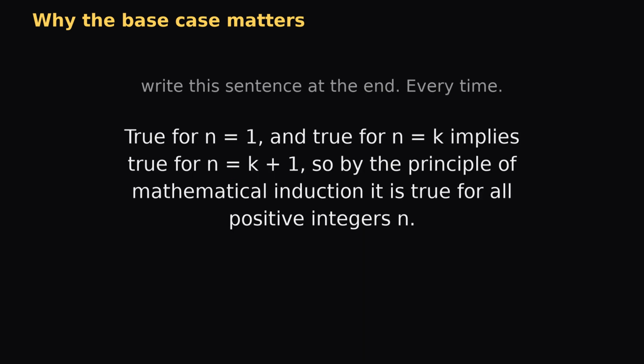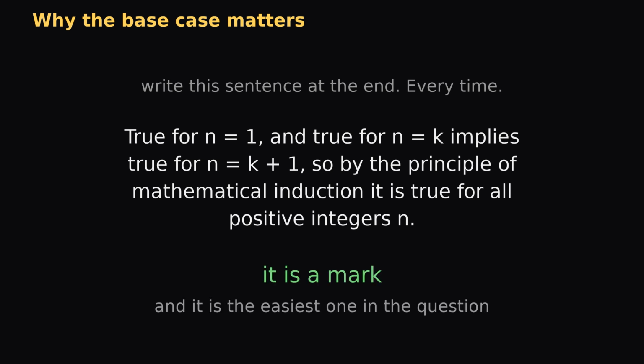And this is the sentence you write at the end. True for n equals 1 and true for n equals k implies true for n equals k plus 1. So by the principle of mathematical induction, it is true for all positive integers n. Learn it. Write it every single time. It is a mark, and it is the easiest one in the question.